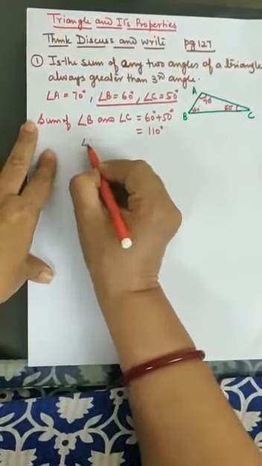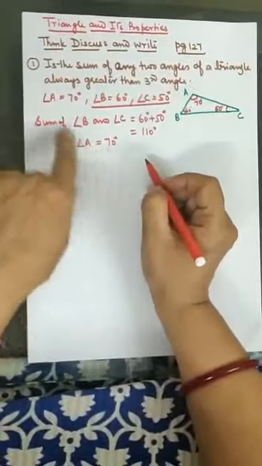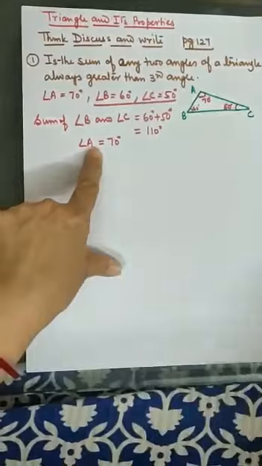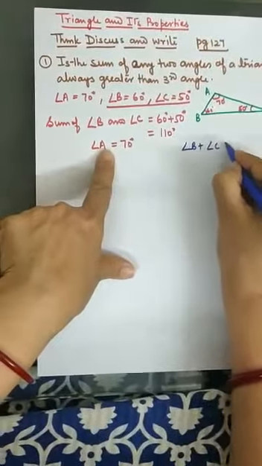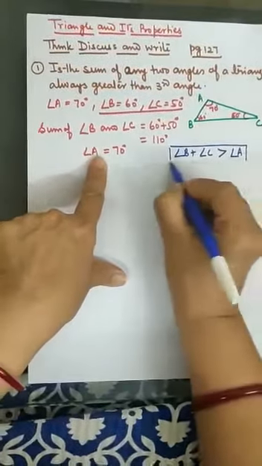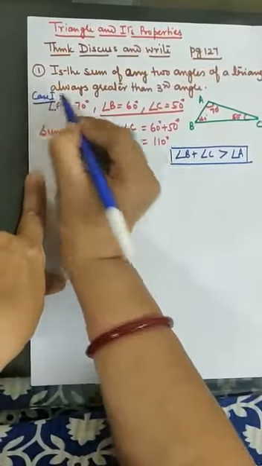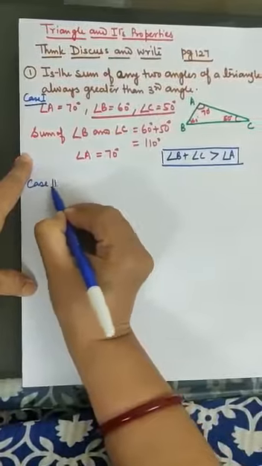And what is angle A? Angle A is 70 degree. So what do you observe? That sum of these two angles is greater than this angle. So what do we conclude here? Angle B plus angle C is greater than angle A. Okay, this is our case 1. Right. Now let us take another case 2.